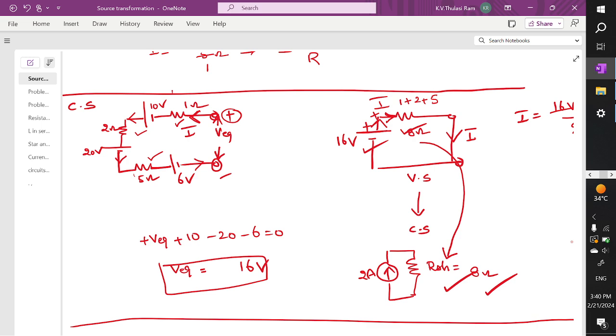This I applied source transformation. So current I equals V by R. 16 minus 8 is nothing but directly 2 amps. The resistor which is connected in series here will act as a parallel resistor. That's all. Very simple.